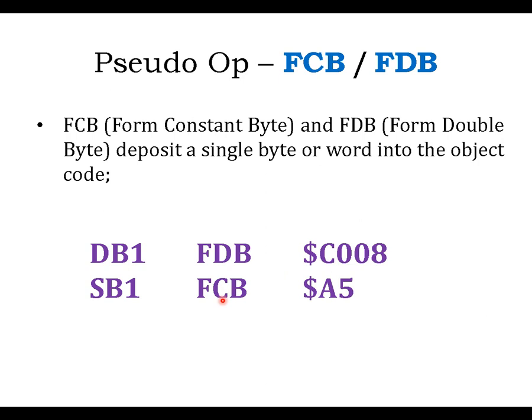just like the variable declaration in a high-level language. What do you do in a high-level language? You write a variable name, let's say int a equals 25. That means you are defining a variable a and also setting its value to 25. It's pretty much the same thing. Here you are saying, I have a variable SB1, and the value of the variable is A5. It's pretty much the same idea.